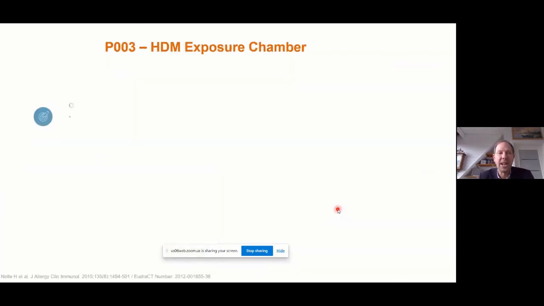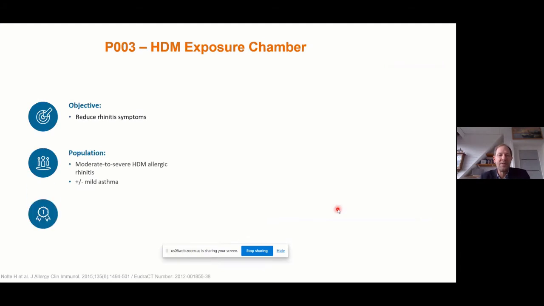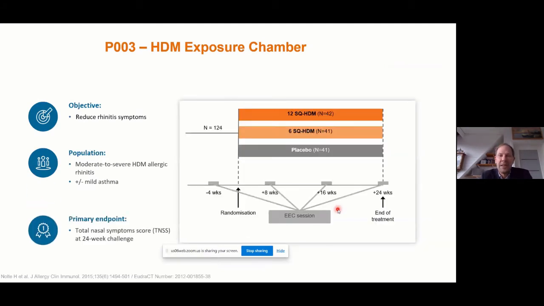And what can we see there? How did we do this trial? So we had 124 patients. They were distributed to placebo and 2 different doses of the house dust mite. And every 8 weeks, they were in this chamber. And now we are coming to the results.